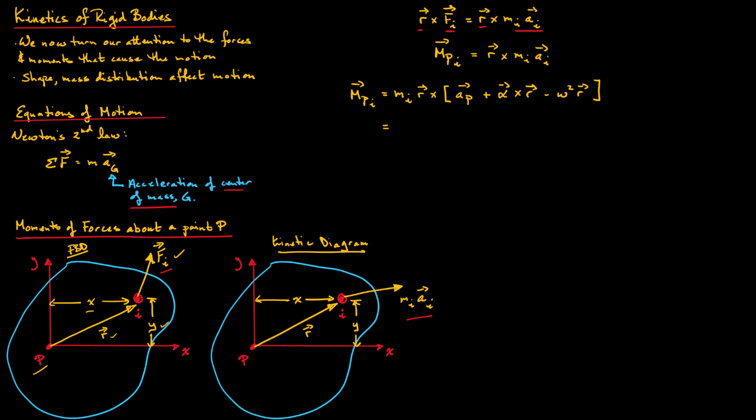So we can distribute this cross product, and what this gives us is mi multiplied by r crossed with aP, plus r crossed with alpha crossed with r, minus omega squared r crossed with r.